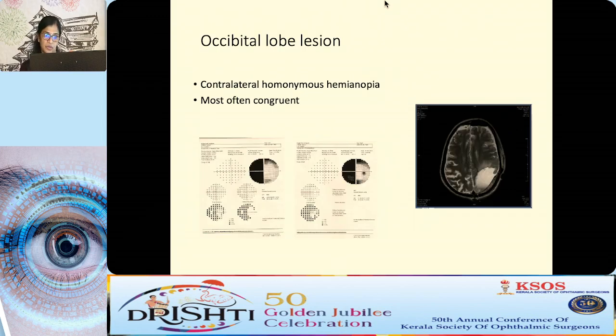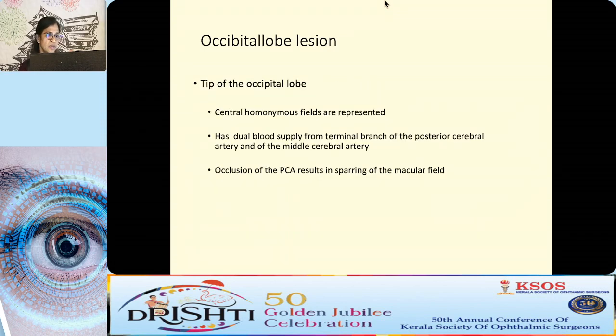An occipital lobe lesion again causes contralateral homonymous hemianopia. It is most often congruent. Congruent means the field defects in both eyes are symmetrical, the same. When the tip of the occipital lobe is involved, it causes a central homonymous field defect.